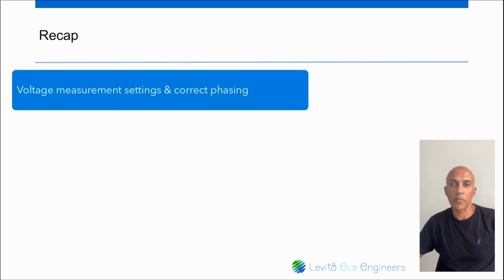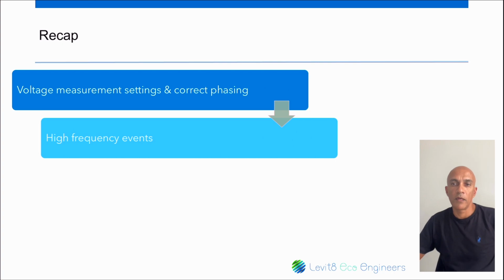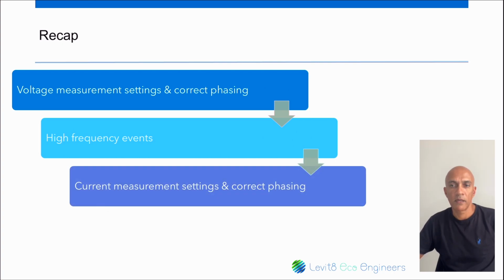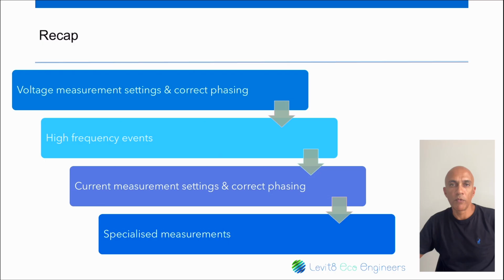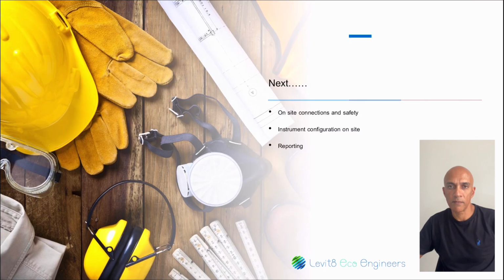So let's have a recap. We discussed the voltage measurement settings and the correct phasing. Then we've covered high-frequency events. Then we've talked about current measurement settings and correct phasing. And we talked about specialized measurements. Now, in our next videos, we will look at on-site connection and safety, instrument configuration on-site, and reporting.